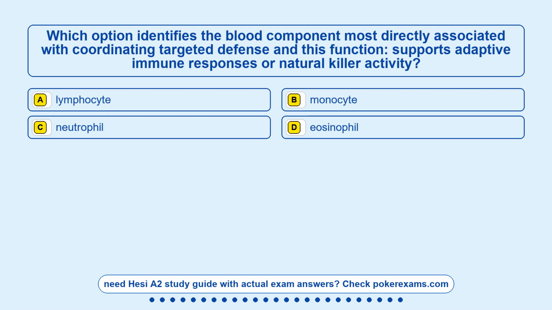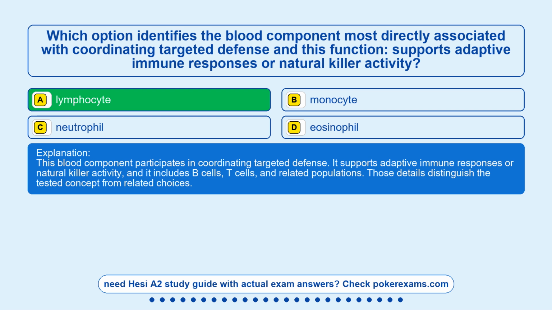Question 22. Which option identifies the blood component most directly associated with coordinating targeted defense and this function: supports adaptive immune responses or natural killer activity? Option A, lymphocyte. Option B, monocyte. Option C, neutrophil. Option D, eosinophil. The correct answer is option A, lymphocyte.